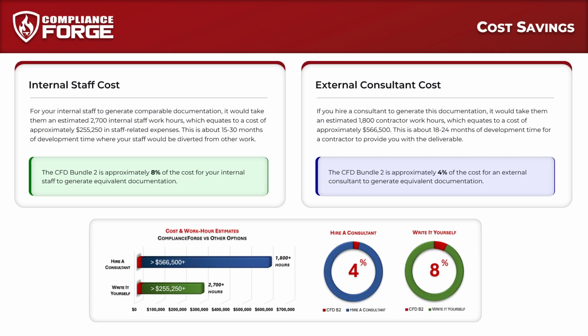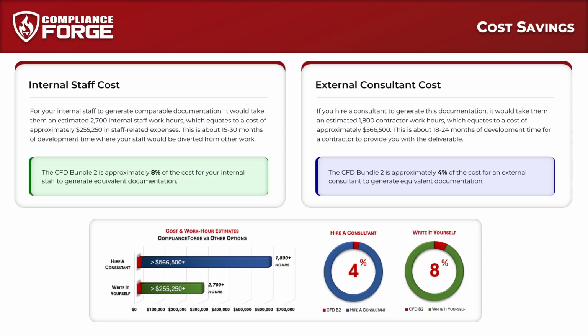Now compare that against the two alternatives for obtaining quality cybersecurity documentation. For your internal staff to generate comparable documentation, it would take them an estimated 2,700 internal staff work hours, which equates to a cost of approximately $255,250 in staff-related expenses. That is about 15 to 30 months of development time, where your staff would be diverted from other work. If you hire a consultant to generate this documentation, it would take them an estimated 1,800 contractor work hours, which equates to a cost of approximately $566,500. That is about 18 to 24 months of development time for a contractor to provide you with a deliverable.